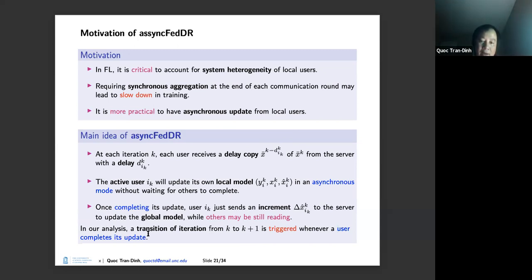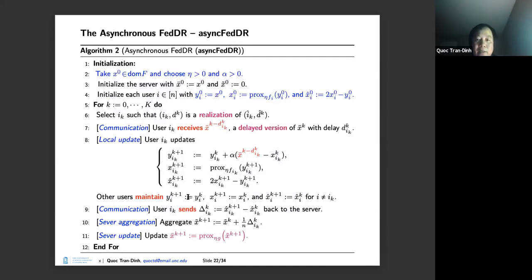So in the analysis, we count the iteration whenever one user completes its update. Then we count that as one iteration, while the others might be reading. So that is the only difference, and the algorithm is almost the same, except now we have a delay vector d, representing the delay for each user. So d is not a scalar, but a vector with one entry per user. And the active user receives a delayed copy and starts updating. So only this step is different, and the others remain the same. However, the analysis of this variant is much more challenging than the first one, because we need to handle the delays.